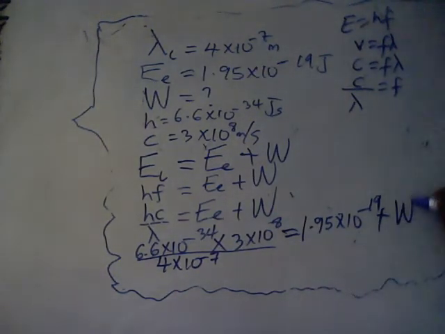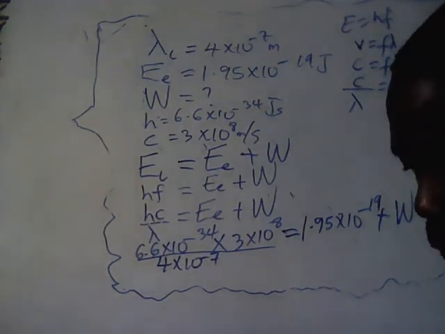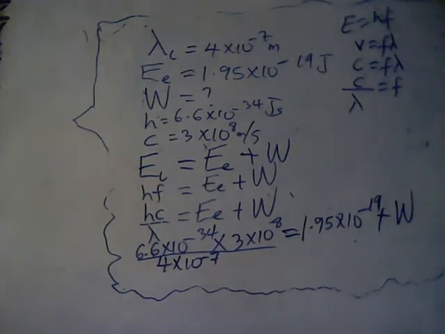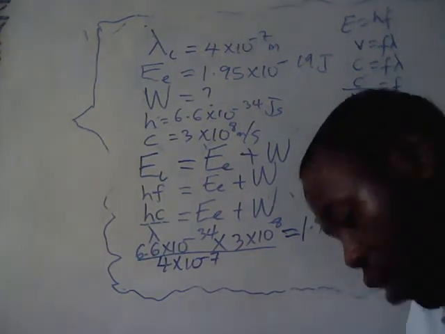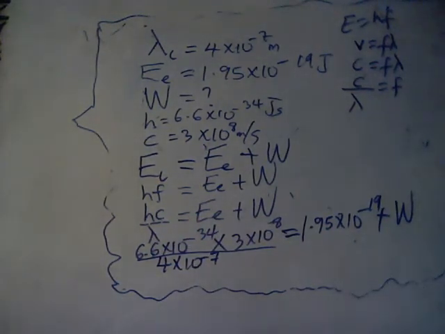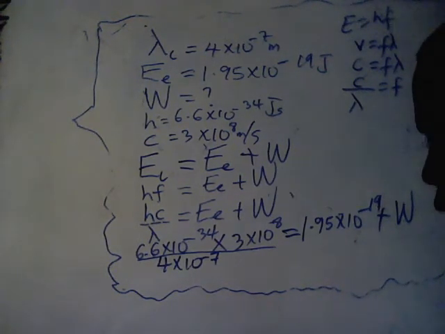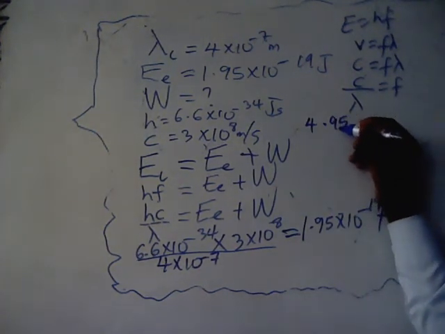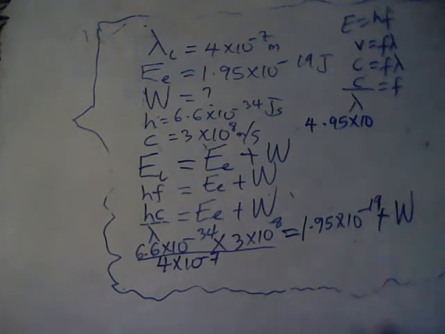So you find the work function. I said calculate the work function of the metal. So this is what you're going to do. You just bring up your calculator and begin to press. Let's solve this one first. That is the energy of the light. That is 6.6 multiplied by 3, divided by 4, that's 4.95. Let me write it here. 4.95 times 10 raised to the power what?